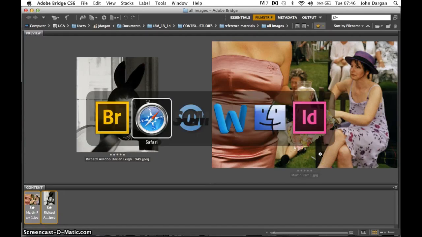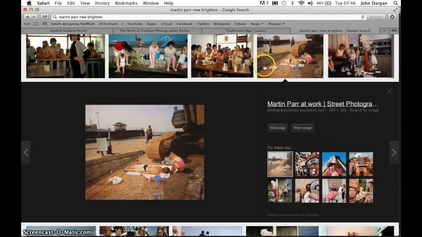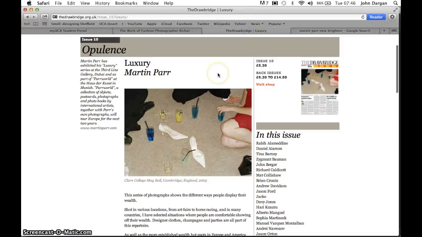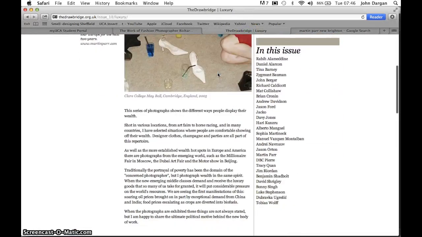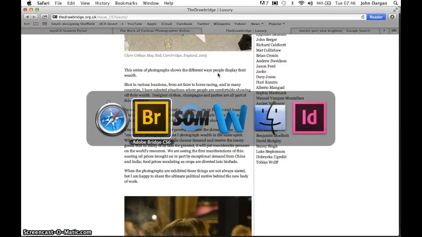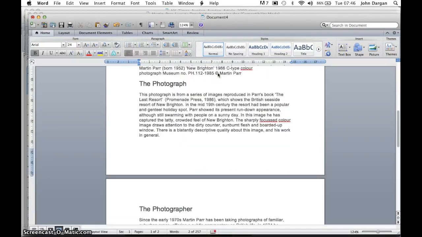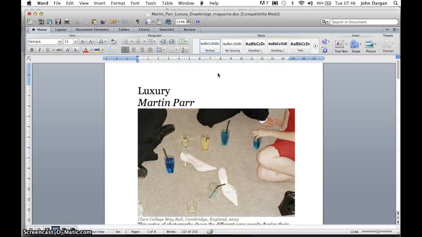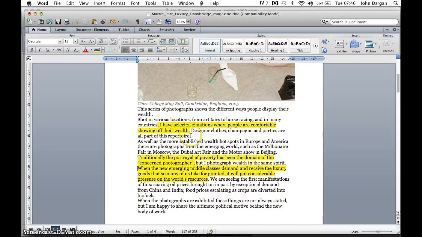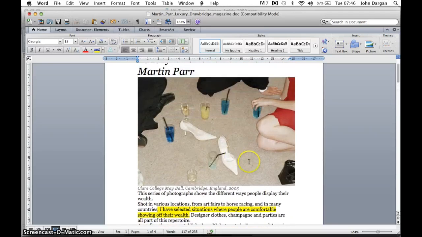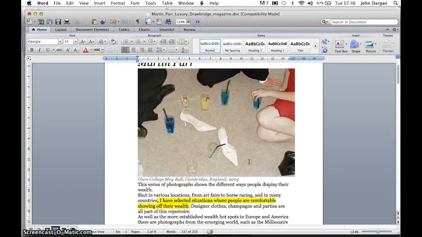What Martin Parr says in an article in Drawbridge magazine, I've got it as a Word document which is on my CA as well, is that he selected situations where people are comfortable showing off their wealth. So this is this project Luxury.